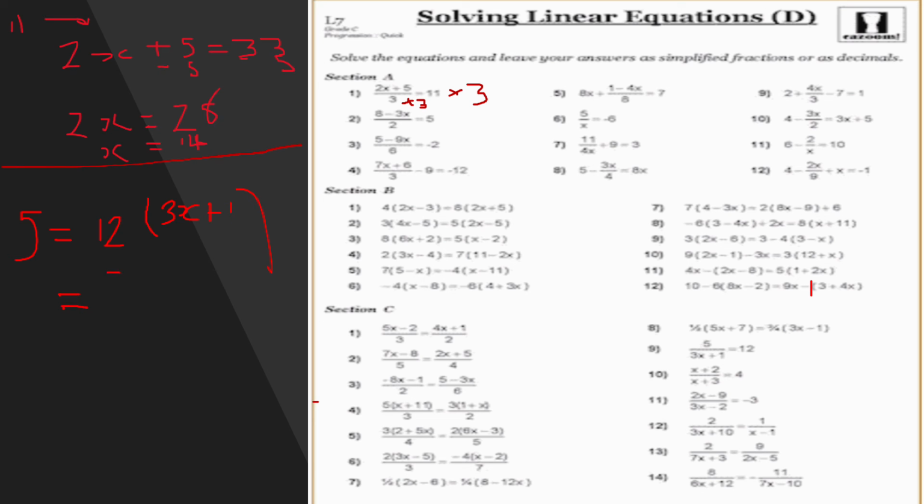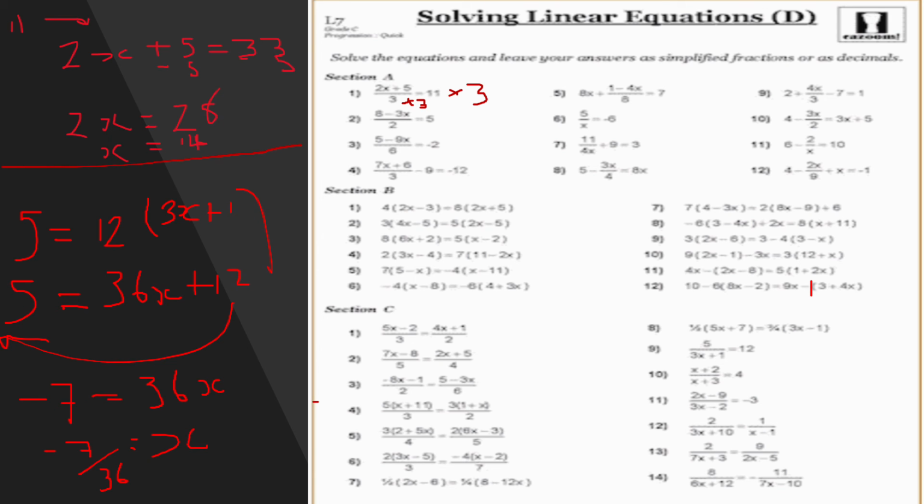So 12 times 3x is 36x. 12 times positive 1 is positive 12. Okay, and then that's equal to 5. Bringing the 12 over to the left hand side, 5 minus 12 is minus 7. So minus 7 is equal to 36x. Dividing both sides by 36, I get that minus 7 over 36 is equal to x. Okay, so that's my solution for question number 9.